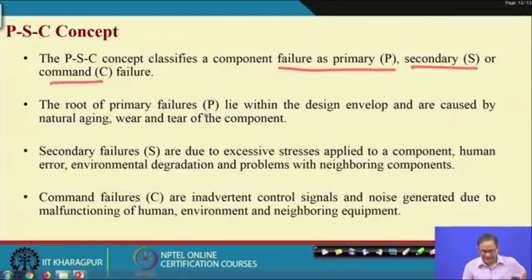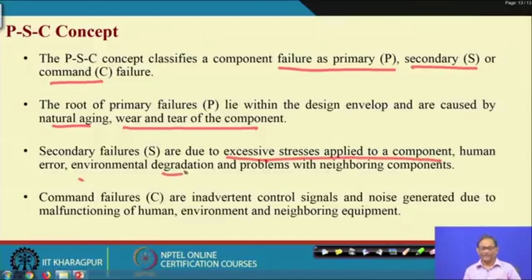The root of a primary failure lies within the design envelope and is caused by natural aging, wear and tear. The PSC concept is used at the component level. Primary failure means the component itself fails within its design envelope because of wear and tear. Secondary failure, with reference to a component, is failure due to excessive stresses applied to the component, human error, environment and other things. So, it is not because of a design problem, it is because of overuse, meaning excessive stress on it.